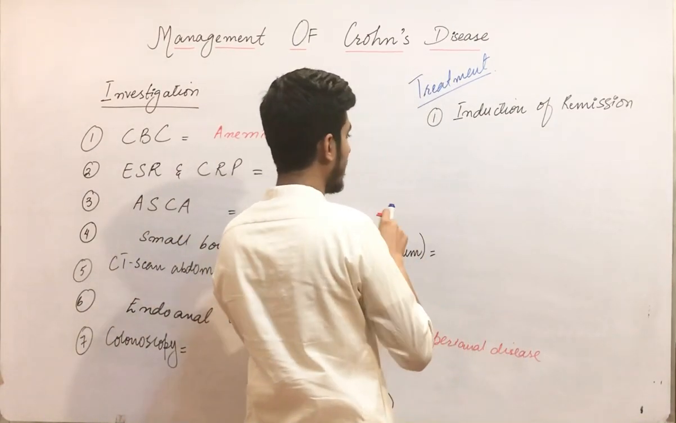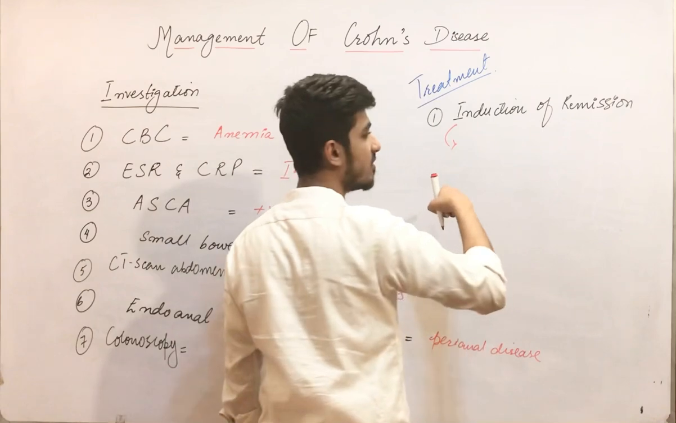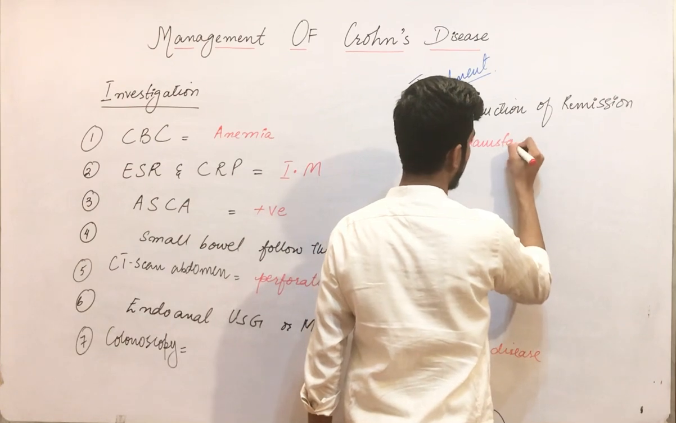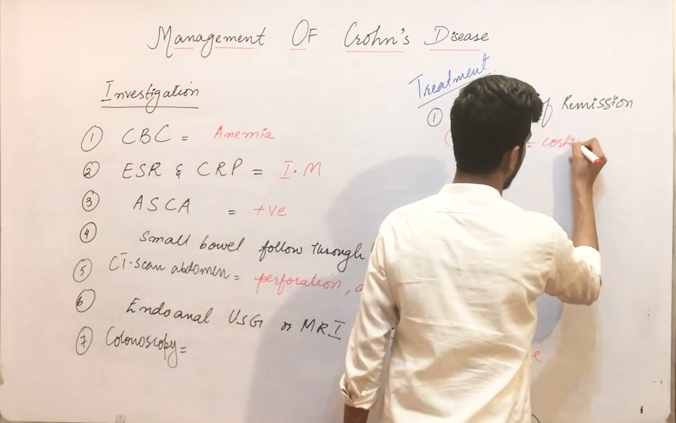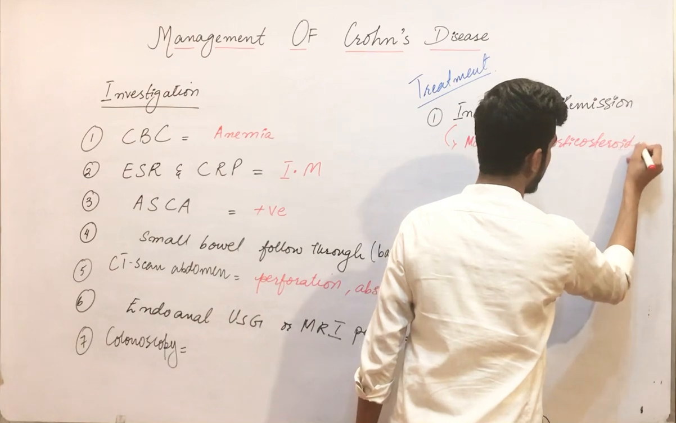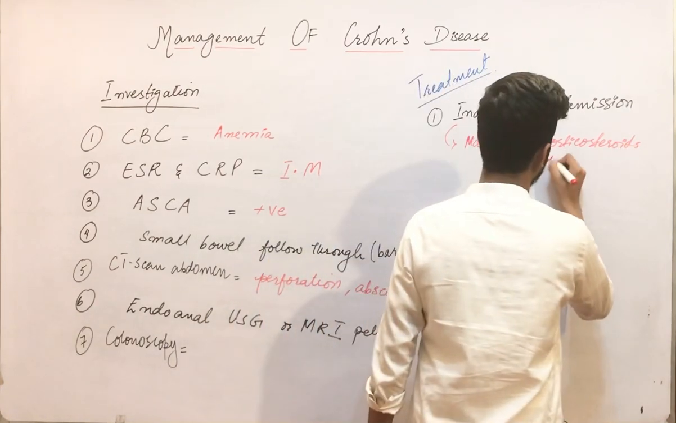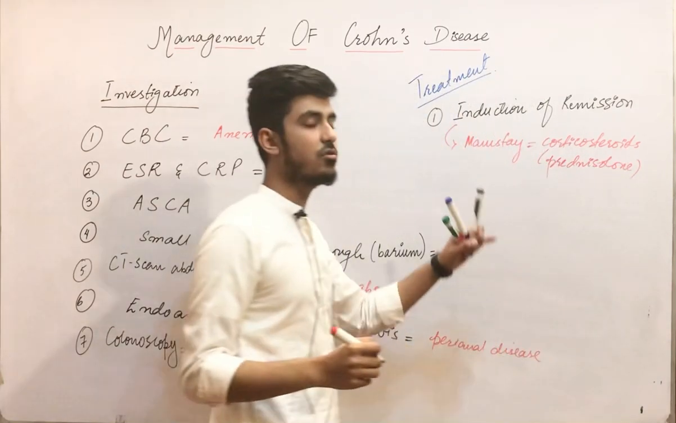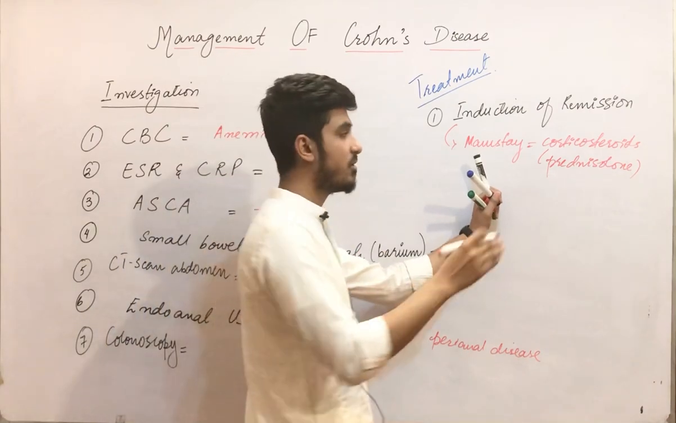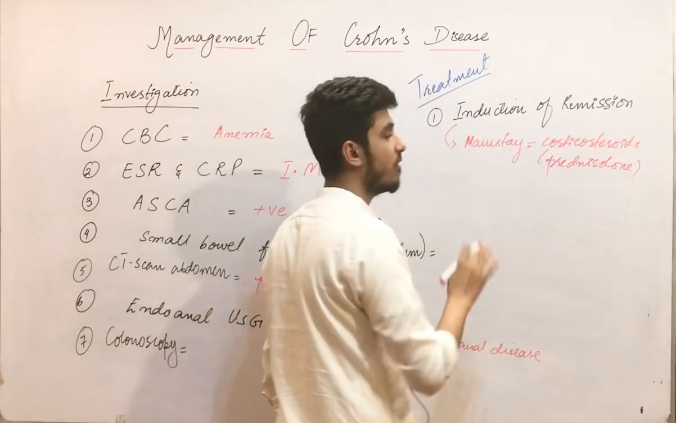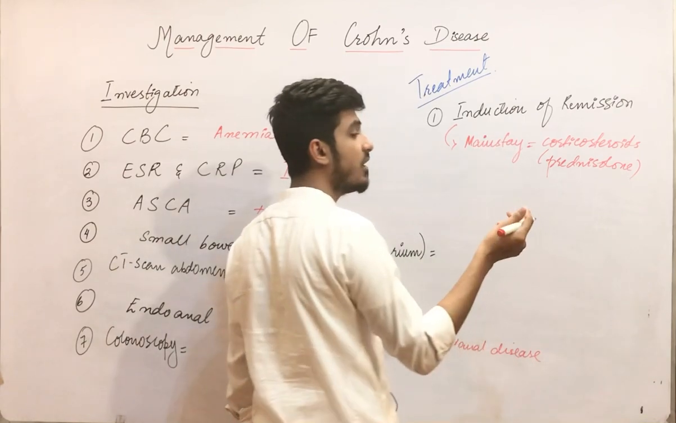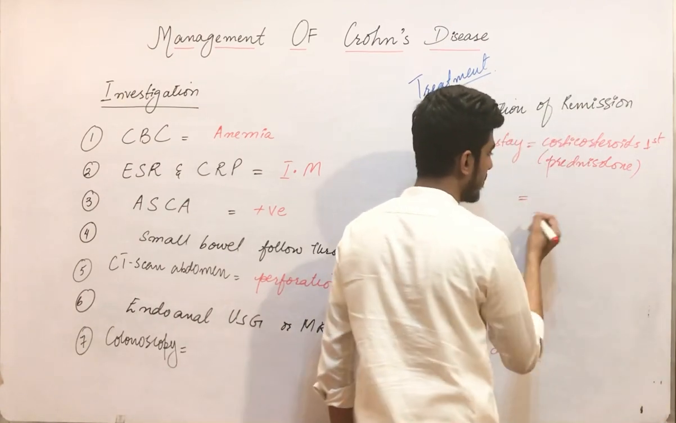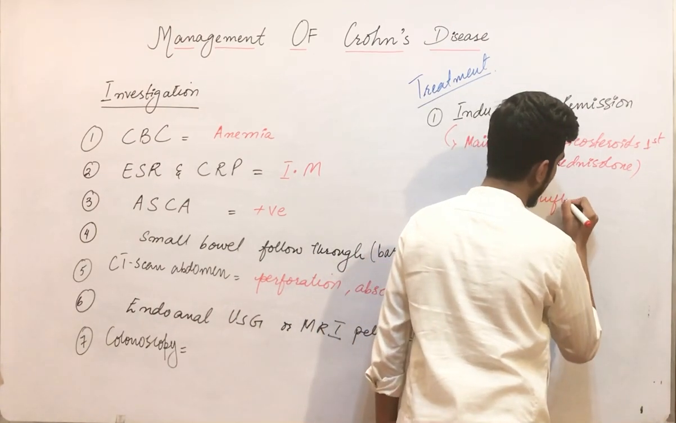So remember one thing, that the mainstay of the treatment of Crohn's disease, either it is mild, moderate, severe, whatever it is, is the corticosteroids. So corticosteroids are the mainstay of the treatment, and very specifically prednisolone. Clear? So you will be prescribing prednisolone corticosteroid to the patient. If the patient is very severe and he is not responding to corticosteroid, then the second drug that you will give to the patient is infliximab.